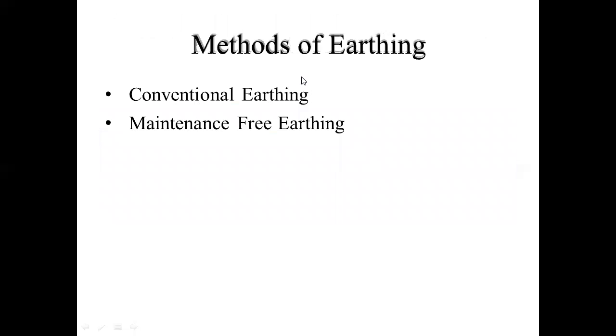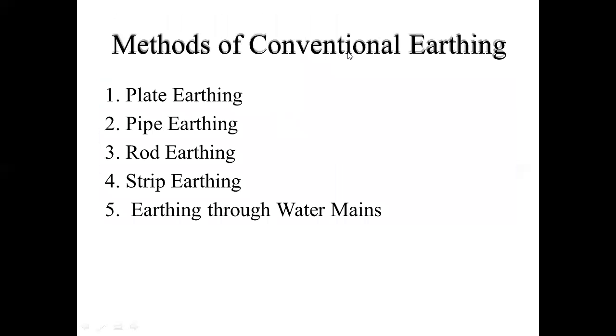And methods of earthing: conventional earthing and maintenance free earthing. The methods of conventional earthing are plate earthing, pipe earthing, rod earthing, strip earthing, and earthing through water mains. So these are the main 5 classifications under conventional earthing. For your syllabus, plate earthing and pipe earthing are there, so we'll discuss them in detail.